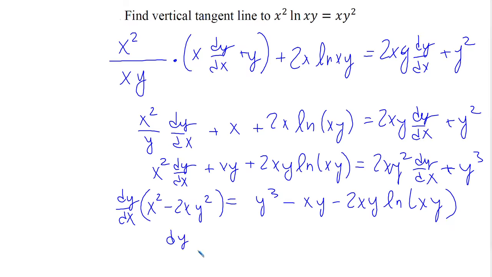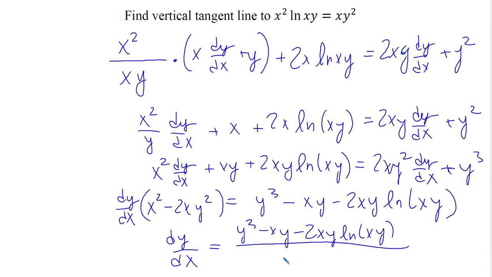And our final derivative here will be dy/dx is equal to (y cubed minus xy minus 2xy ln xy) all over (x squared minus 2x y squared). And thankfully we're not having to find any horizontal tangent lines here. We just need to work on the vertical tangent lines. So all we really need to do is set our denominator equal to 0.